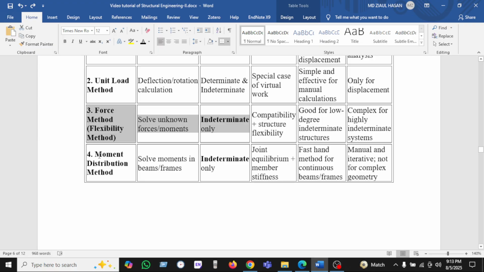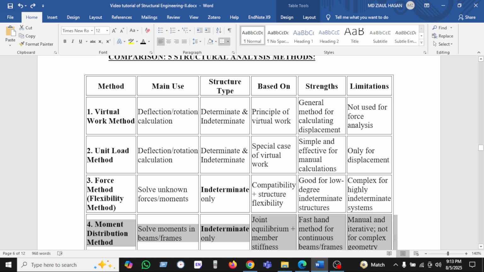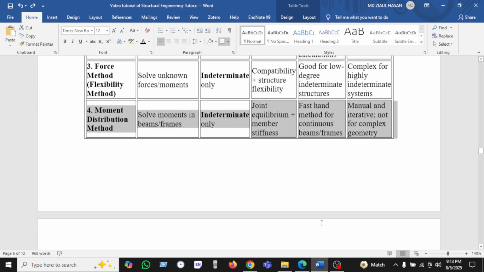And number 4, we will see the moment distribution method. It is used to solve for moments in beams and frames, and keep in mind that it is for indeterminate structures only. It is based on joint equilibrium and member stiffness, and its strength is that it is a first-hand method for continuous beams and frames. Its limitation is that it is manual, iterative, and not for complex geometry.